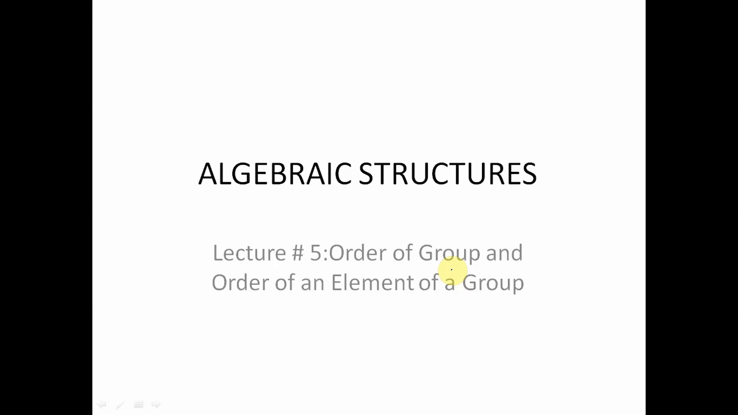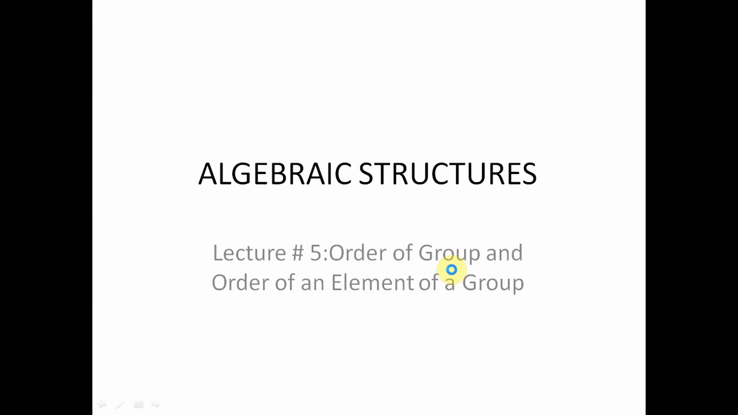Welcome to this new session on algebraic structures. In the previous session, we have seen how to verify, given an algebraic structure, whether it is a group or not. In the sessions prior to that, we had already talked about what is a group and what are the various properties of groups. Today in this session, we are going to talk about two more properties of a group. One is the order of the group and one is the order of an element of the group.